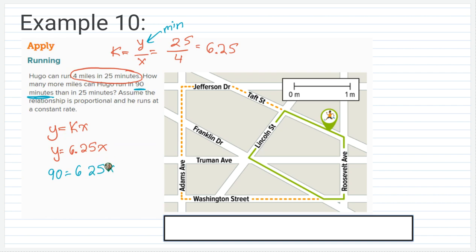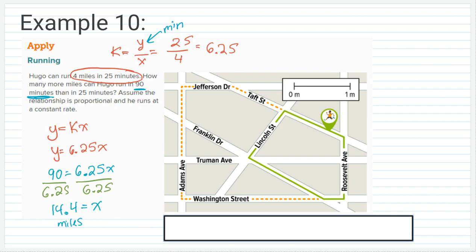And then this is just a really good reminder. How do we solve a one-step equation like this? To get rid of that 6.25 that is being multiplied by x, we're going to divide both sides by 6.25. And so 90 divided by 6.25 is going to give us a grand total of 14 and 4/10 for x. So that is your number of miles.